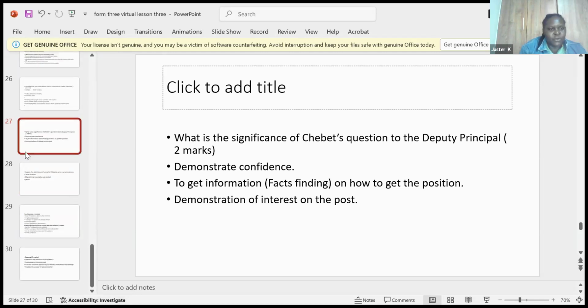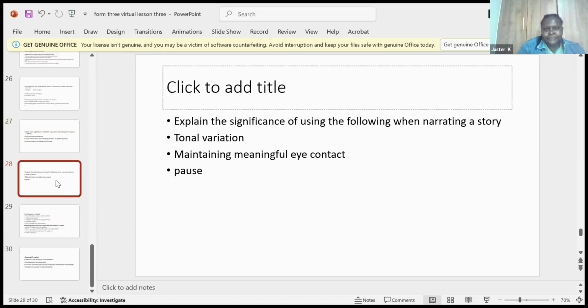Okay, we are almost coming to the end. Now we have one main question here, and I will ask you to engage again carefully and get some answers. The question is there. I give you a minute. Explain the significance of using the following when narrating a story. When you're narrating a story, what is the significance of tone of variation?